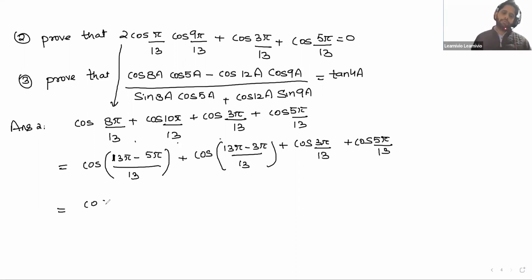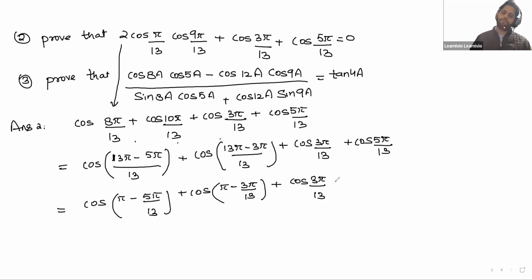So this will become cos of pi minus 5 pi by 30, plus cos of pi minus 3 pi by 30, plus cos 3 pi by 30, and plus cos 5 pi by 30. Now please try to solve it further. Yusra, what is pi minus theta?